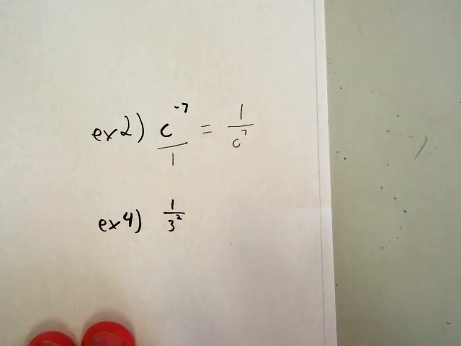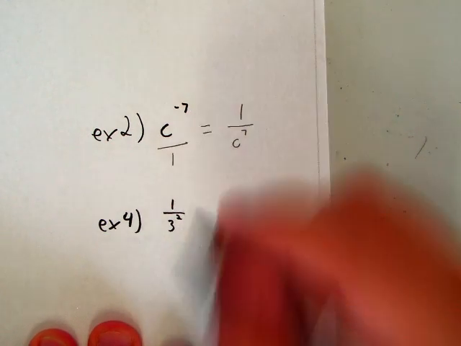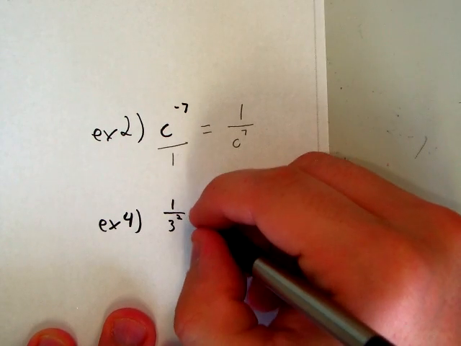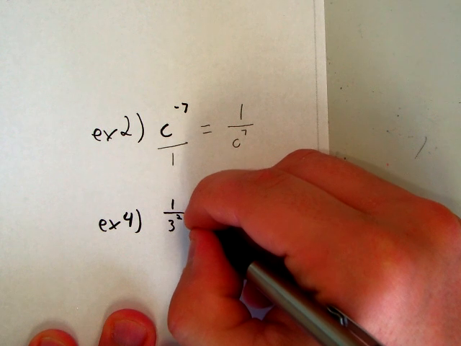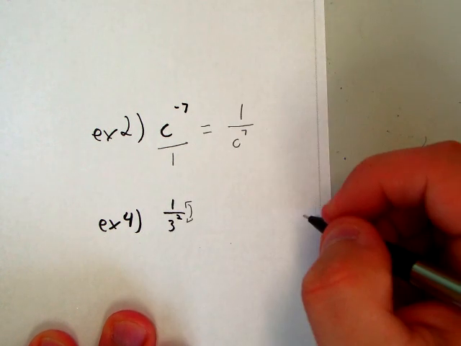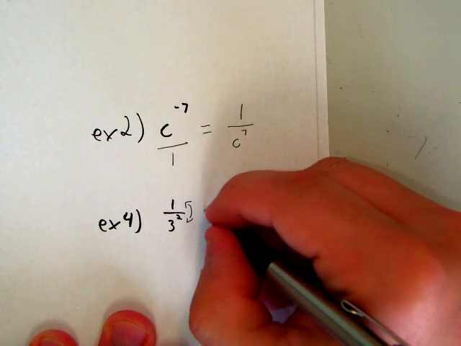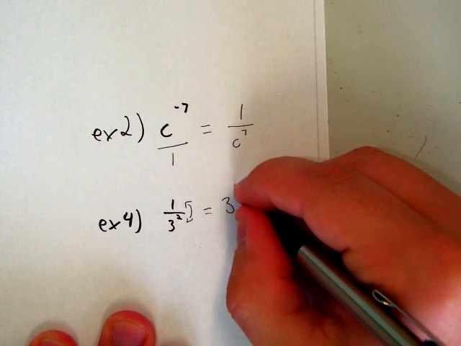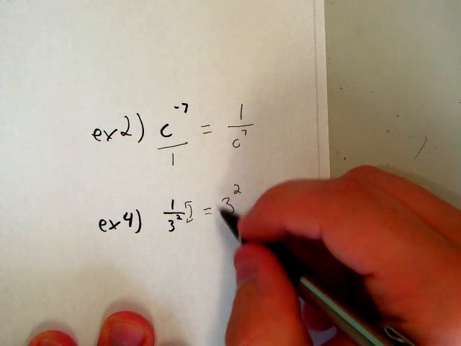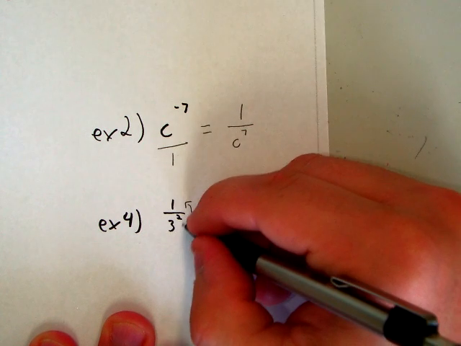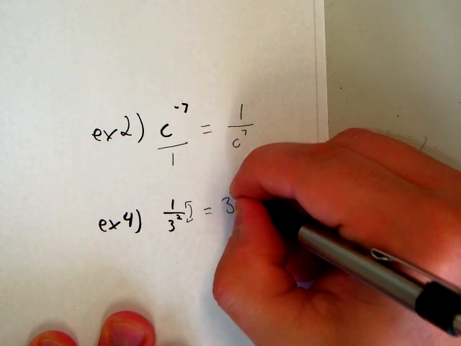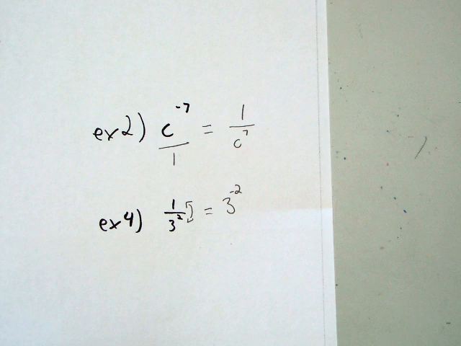And same thing with example 4. We've done this one already. But if I want this to be a negative exponent, I have to flip the position of the 3 squared. So now it becomes 3 to the second power in the numerator. I flipped the position from denominator to numerator, so now it becomes a negative exponent.